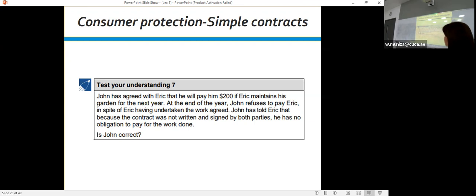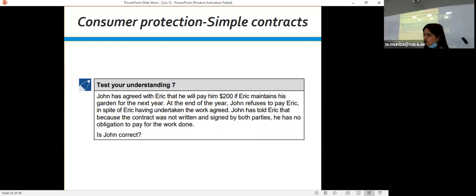John has told Eric that because the contract was not written and signed by both parties, he has no obligation to pay for the work done. Is John correct? John is simply saying that because the contract has not been in written form, it is not enforceable, and he is not going to pay Eric the agreed $200.